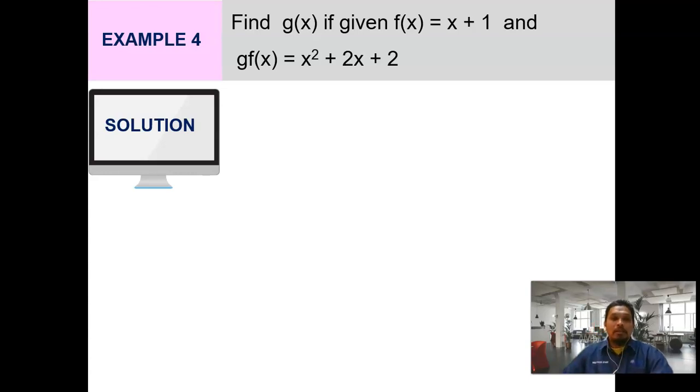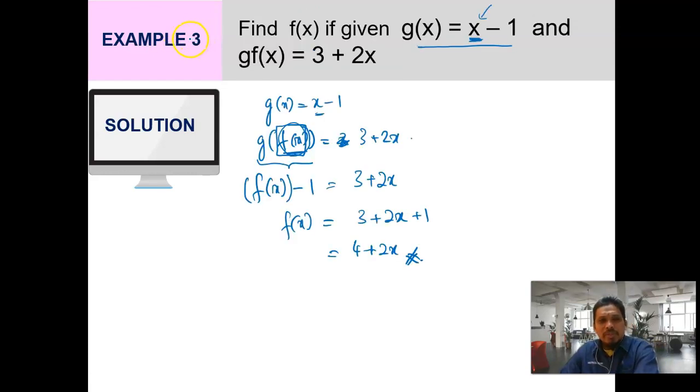Now, find g of x, if given f of x here and g of f of x equals x squared plus 2x plus 2. Class, example 4 and example 3, what's the difference between these two examples? For example 3, we like to find the function that is inside of this composite function, g of f of x.